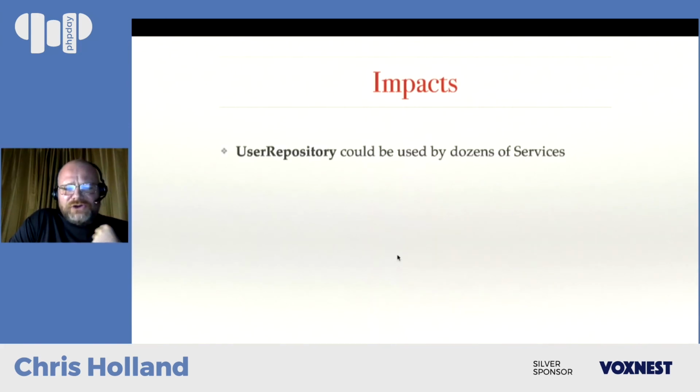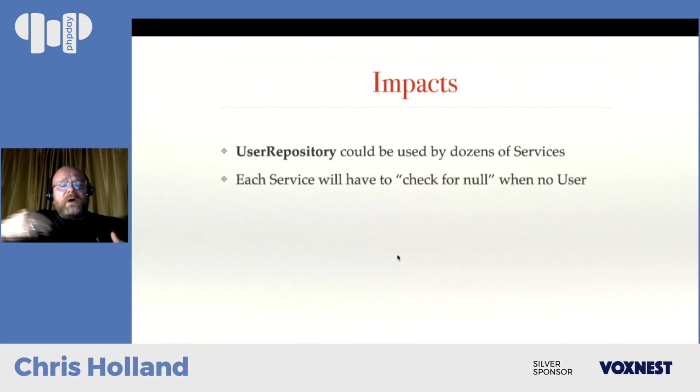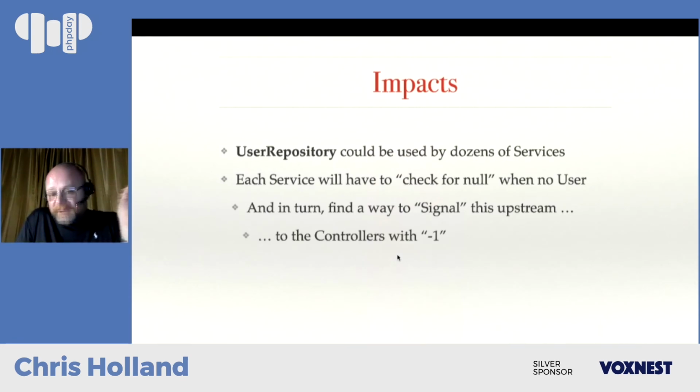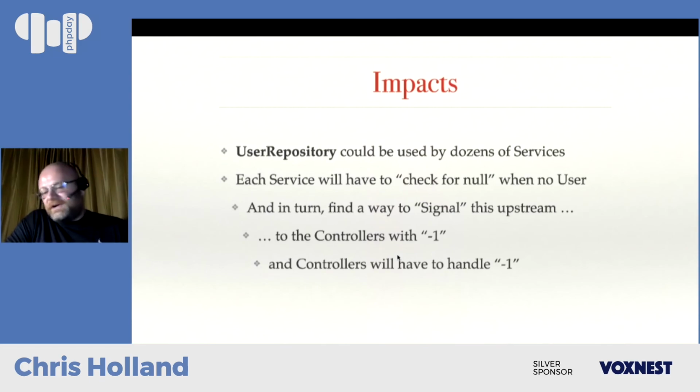So when you start putting this all together, you start seeing some real impacts throughout your code base, because your user repository could be used by dozens of services, right? So each service is going to have to check for null when no user was found. And then in turn, each service is going to have to find a way to signal upstream of them, to the controllers upstream of them, with an integer -1 that the user was not found. And then those controllers are going to have to handle -1 every time.